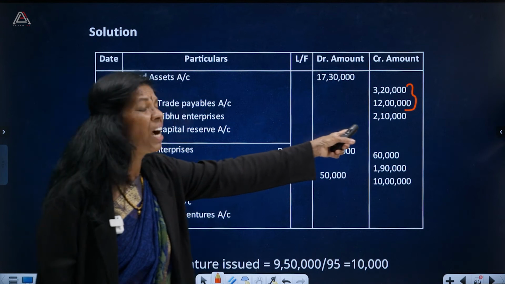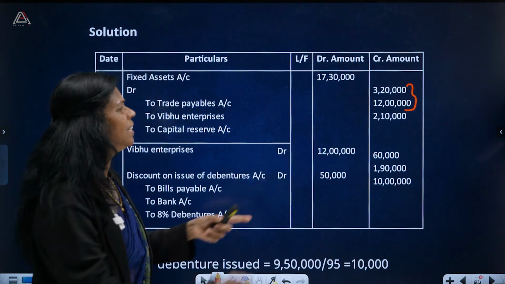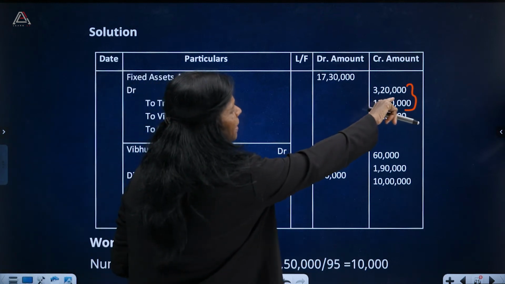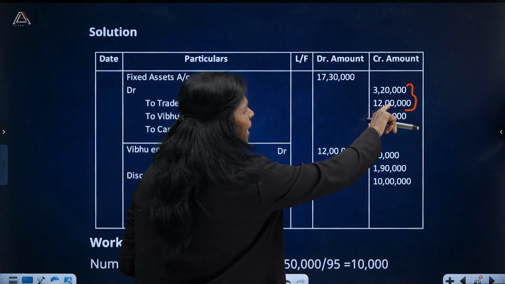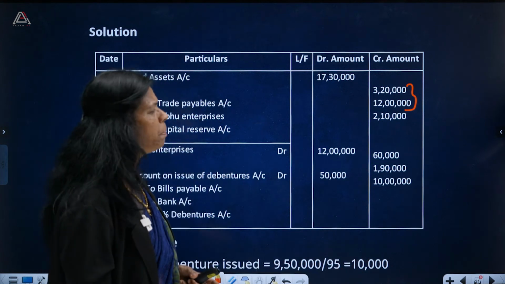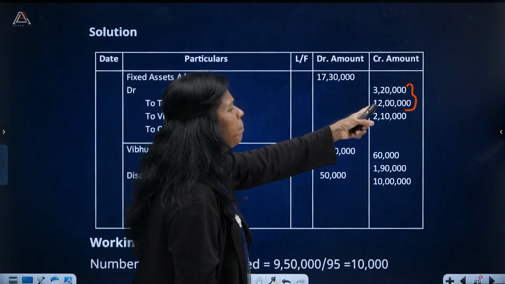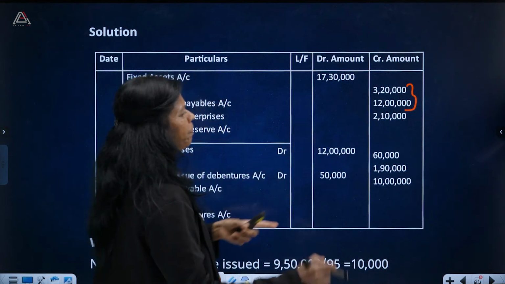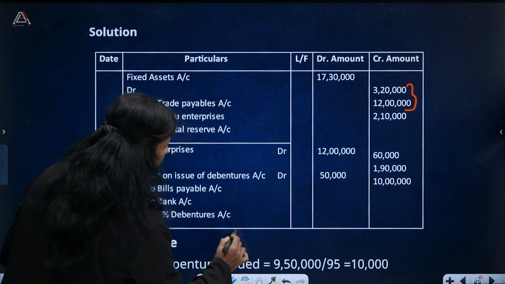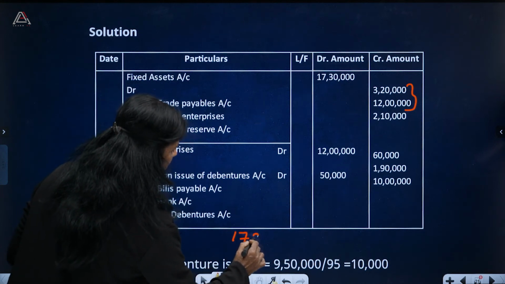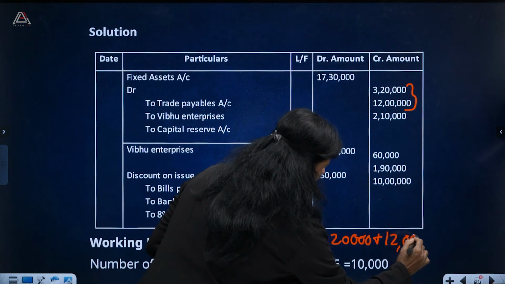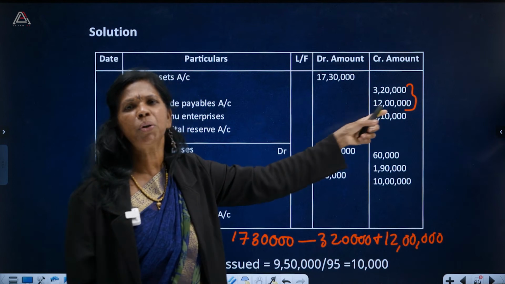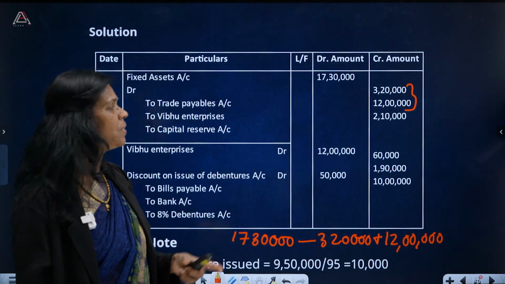Have you understood how that 2 lakh 10,000 came? That is 17 lakh 30,000. This is a fixed asset. Then the payment, trade payable 3 lakh 20,000. Then total sum payable to Vibhu Enterprises 12 lakh. So 12 lakh plus 3 lakh 20,000, 15 lakh 20,000. This difference we have to transfer to capital reserve. Have you understood that amount?